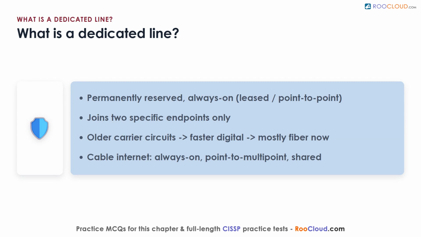Cable internet is a special case that fits neither family cleanly. It is always on, but it links your premises to an internet gateway rather than to another site, making it point to multipoint. And it is shared with your neighbors, with privacy preserved by encryption, much like a VPN. Picture a dedicated line as a private bridge between two buildings you own.